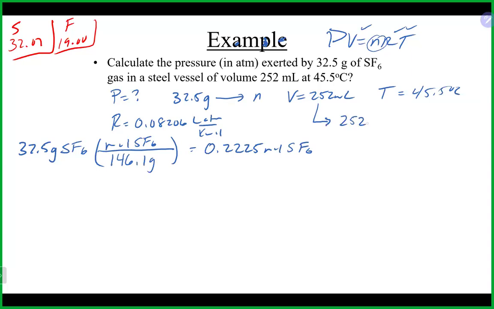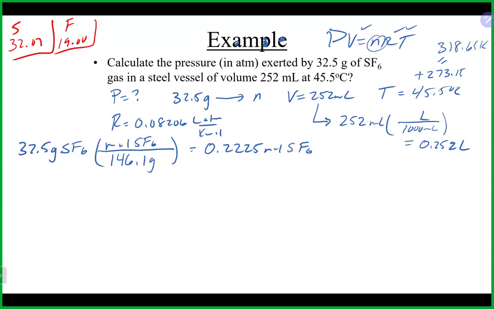Remember that our volume does need to be in liters, so we need to do a conversion there. So 252 milliliters, 1,000 milliliters in a liter, going to give us 0.252 liters. And like normal as well, our temperature needs to be in Kelvin, so we'll add 273.15, and that will get us there. If I punched the number in right, it'll get us about 318.65 Kelvin. Any questions on that there?